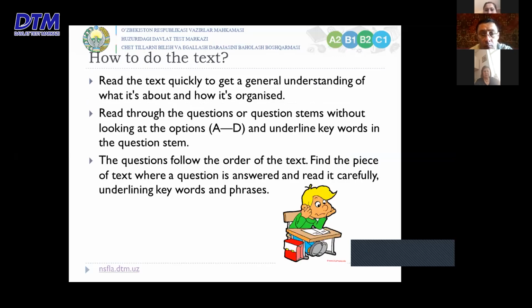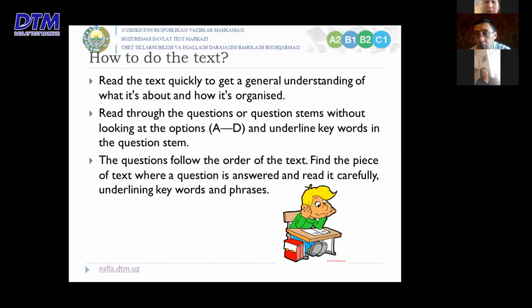Now there are some tips for you on how to do the test. Read the text quickly to get a general understanding of what it's about and how it's organized. Read through the questions or question stems without looking at the options A to D, and underline keywords in the question stem if you need. The questions follow the order of the text. Find the piece of text where a question is answered and read it carefully, underlining keywords and phrases.